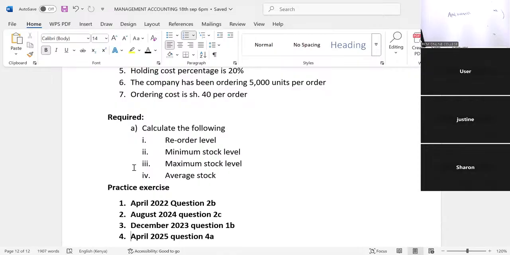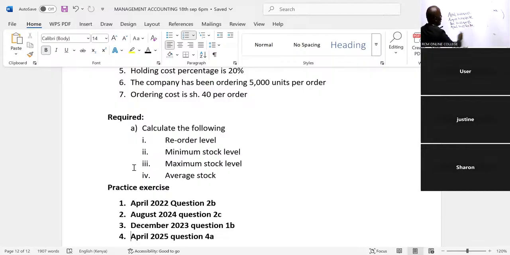Then we have August 2024, question number 2C. Then December 2023, question 1B. And lastly, for today, it is April 2025, question number 4A.